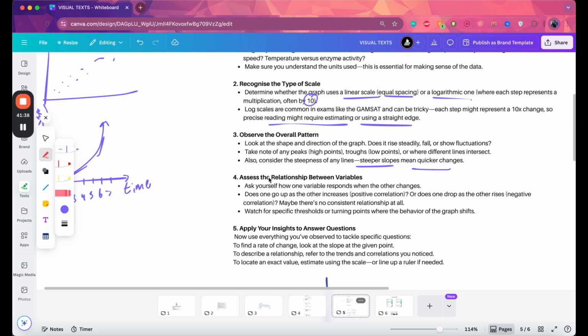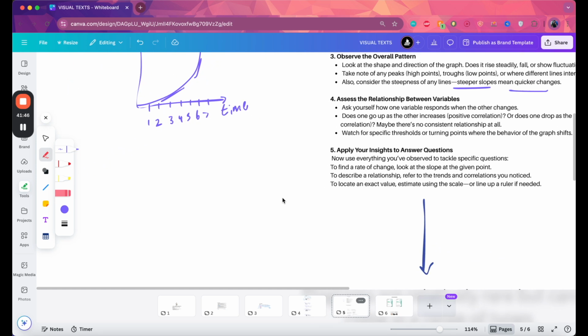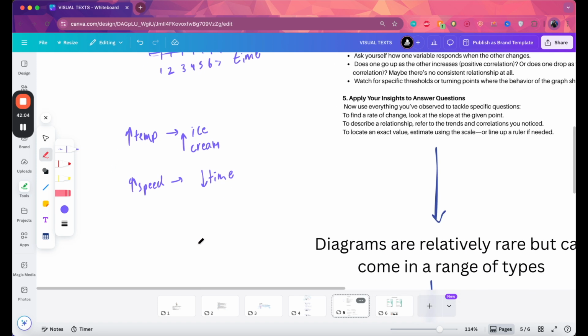And then try and assess the relationship between variables. So ask yourself, how does one variable respond when the other one changes? For example, if the daytime temperature goes up, what happens to ice cream sales? That would go up. Or if speed goes up, the time taken for a journey would go down. And sometimes there might not even be a proper relationship. There might just be two variables that are relatively unrelated. So maybe somebody's weight in kilograms and the number of pets that they have.